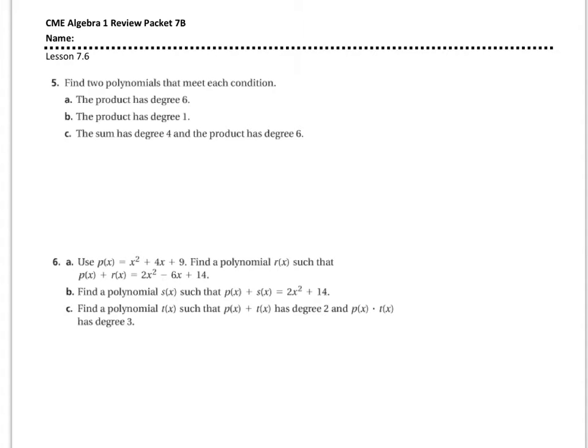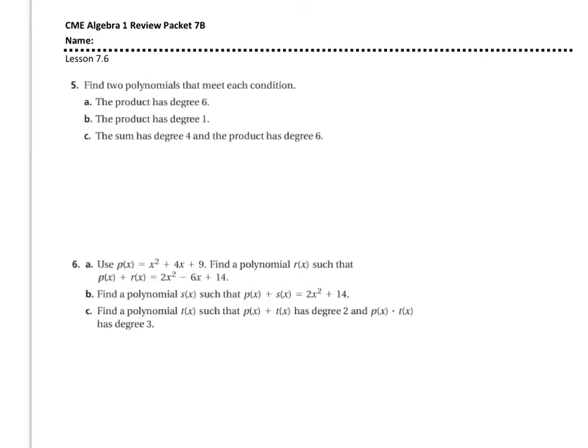Lesson 7.6. Find the two polynomials that meet each condition. The product has degree 6. So think of two polynomials, and then if you multiply these two, the answer you get is some coefficient, let's say a, times x to the 6th power.